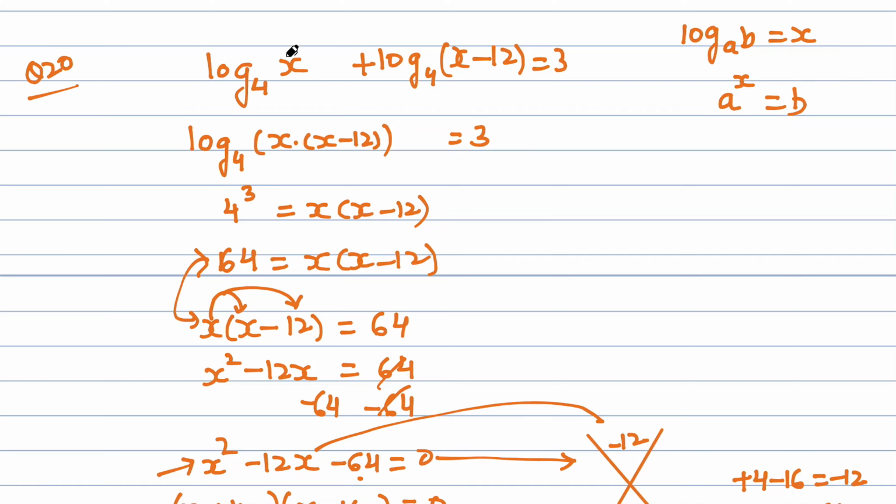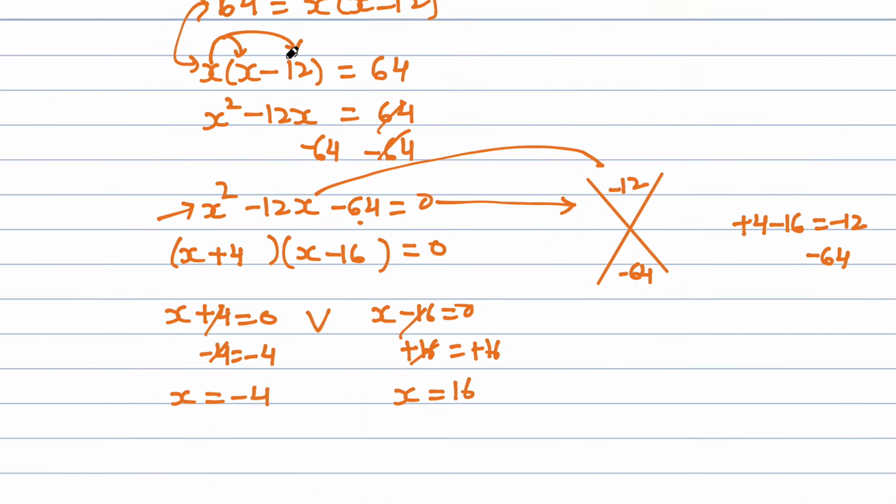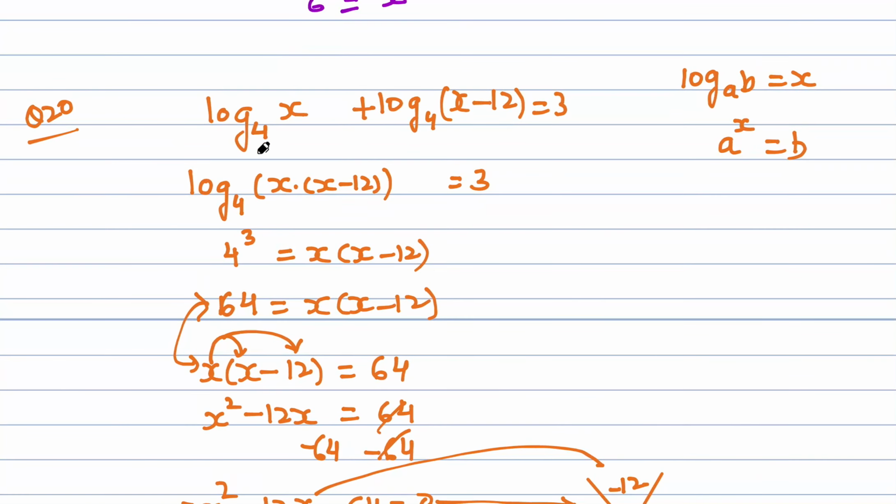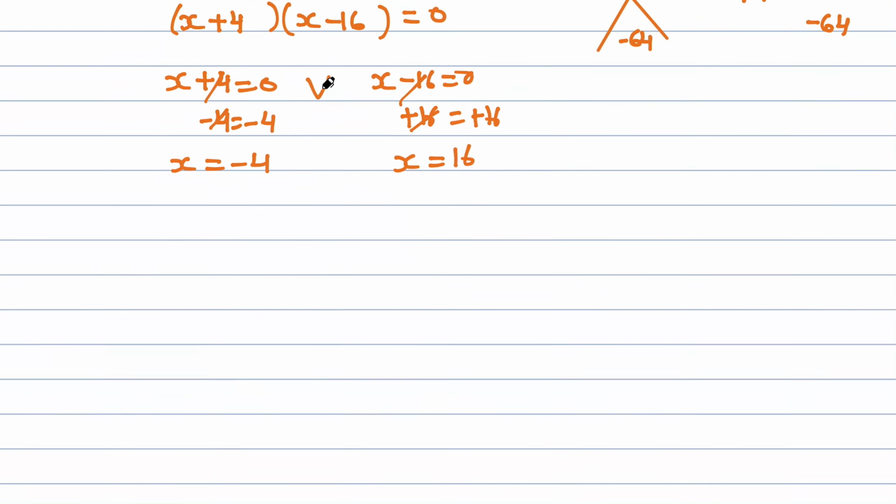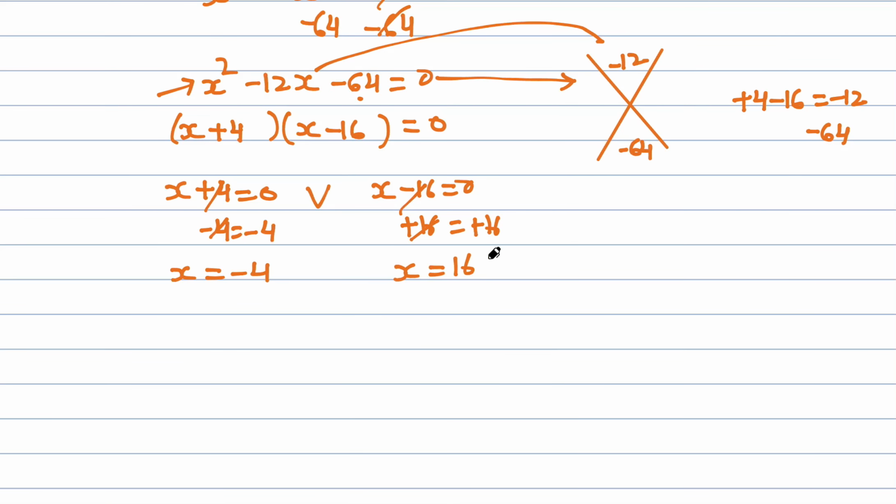So if I put negative 4, what is our value? Yes, negative. So this x equal to negative 4 is not possible because this value has to be greater than 0, right? So that means we have to ignore negative 4 even though it is a result of the quadratic equation. So x is equal to 16 is our solution.